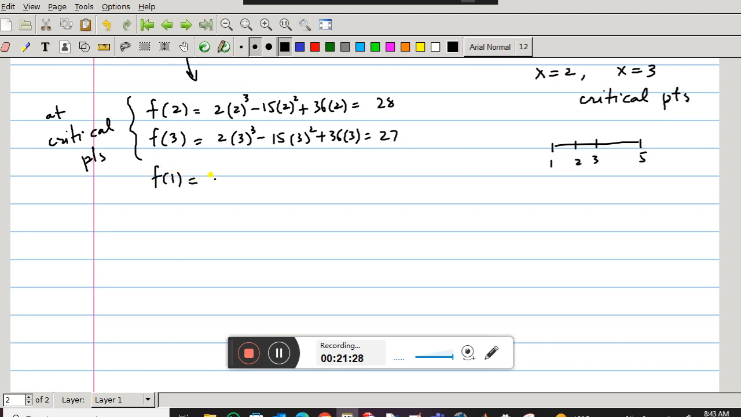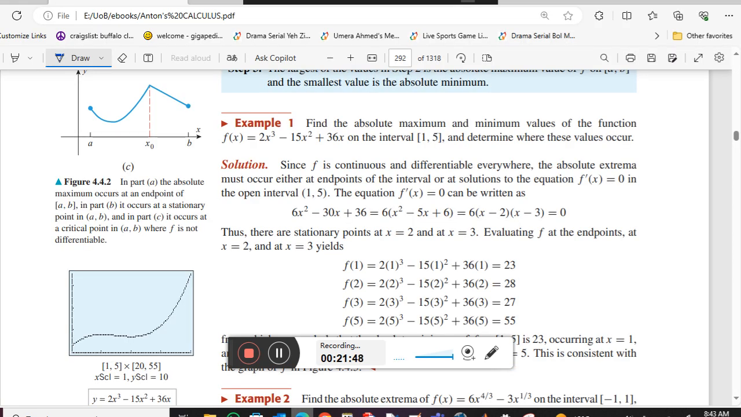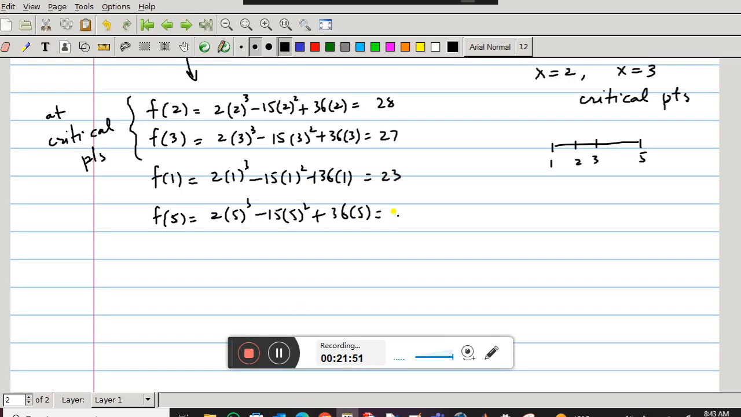So f of 1 is 2 into 1 cube minus 15 into 1 square plus 36 into 1, and f of 5 is 2 into 5 cube minus 15 into 5 square plus 36 into 5. Again these are calculated over there. So 23 and 55. So these are the endpoints. So f at critical points, f at endpoints of the interval. Now which one is the highest? This is the highest one, right? So this is the largest and this is the smallest.